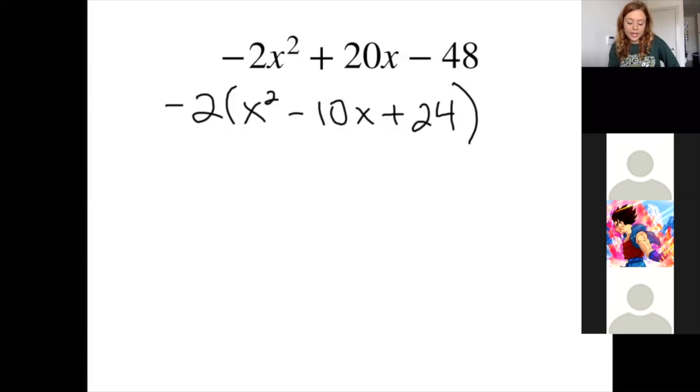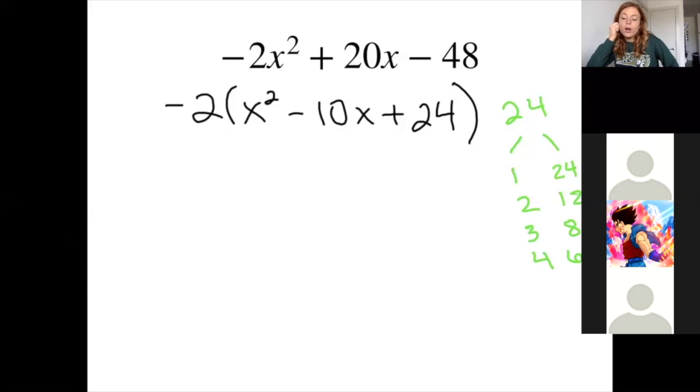We took out the GCF, so now we can factor that inside section, because our leading coefficient is a 1. The rule is that we find two numbers that multiply to be 24, since this is a +24, and add to be 10. Let's look at our factors of 24: 1 and 24, 2 and 12, 3 and 8, and 4 and 6.